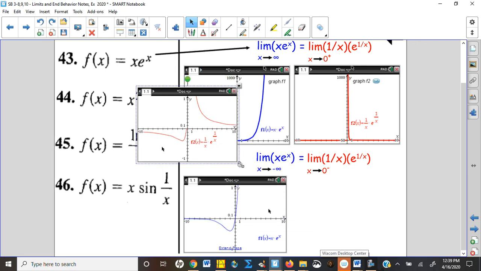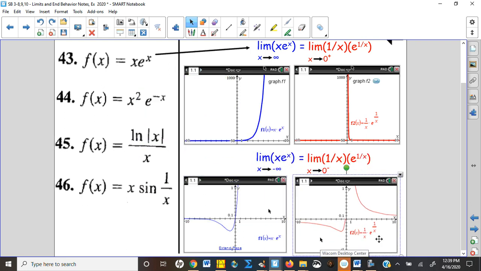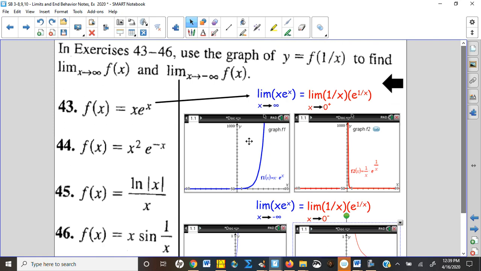And notice that you definitely would want to be doing these with a graphing calculator. It even says use the graphs of these. But hopefully that helps a little bit.